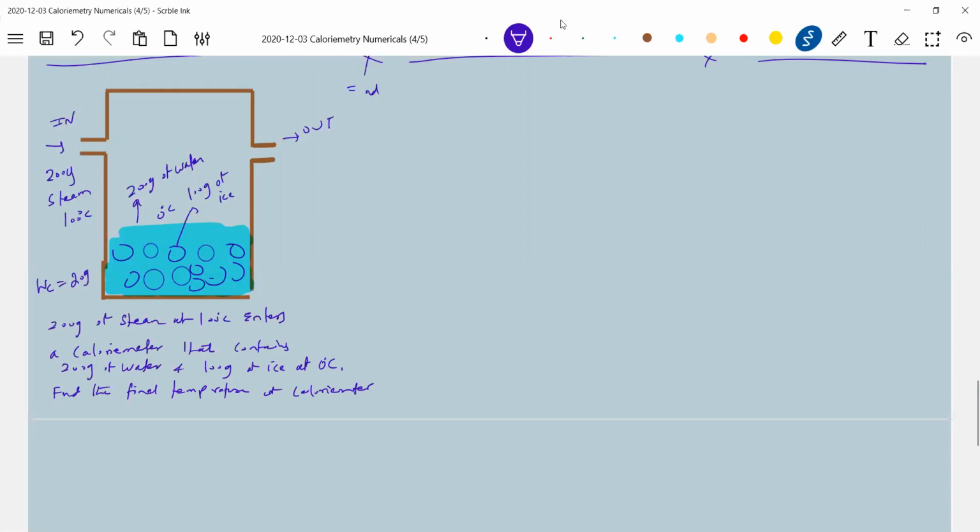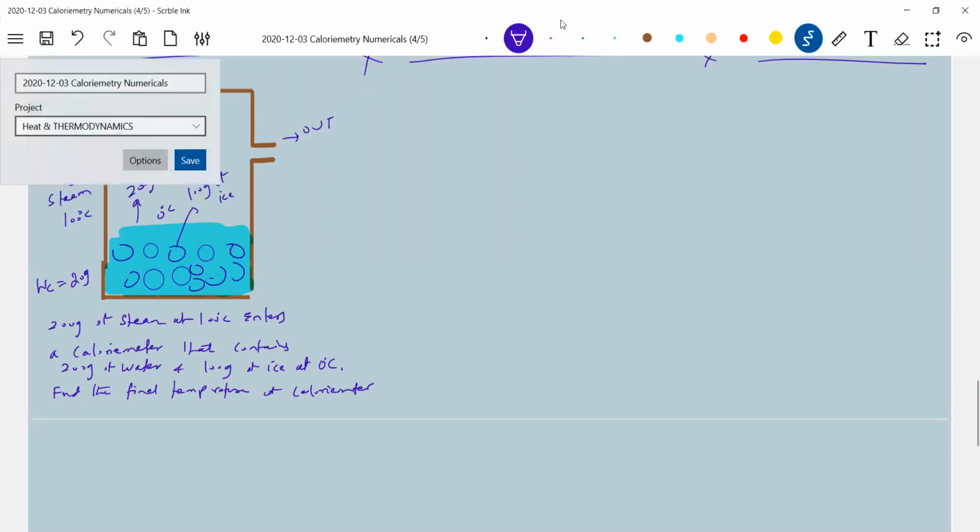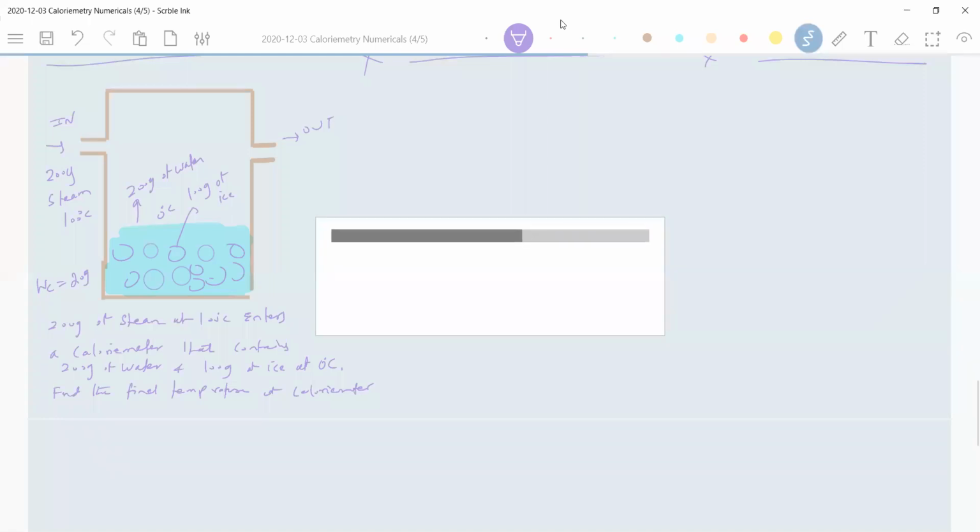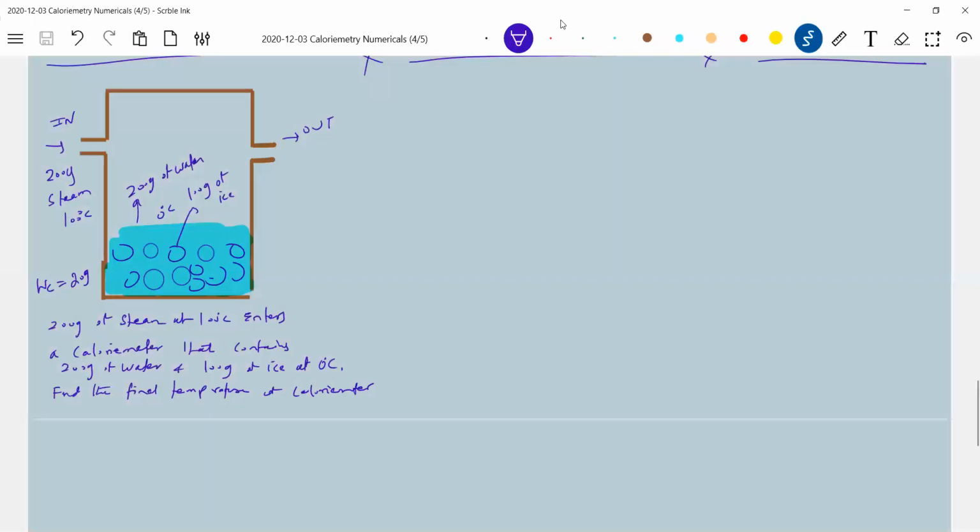Okay, let's get into the calculation part. What can be the final temperature? It can be 100, it can be less than 100, but it cannot be more than 100. Am I right? If you say more than 100, there's a big problem. Okay, you just work it out.